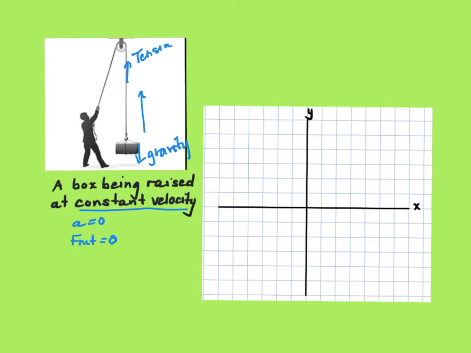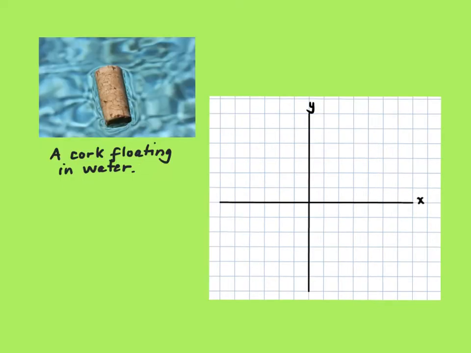So here's my box. And we've got a force of gravity on the box by the earth. And then we've got a force of tension on the box by the rope. And again, these are congruent. So notice we end up with the same force diagram for a stationary lamp and a box that's moving at constant velocity, because in both cases the acceleration is 0.